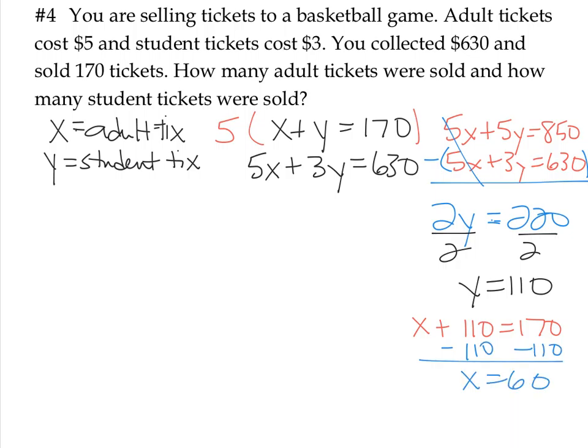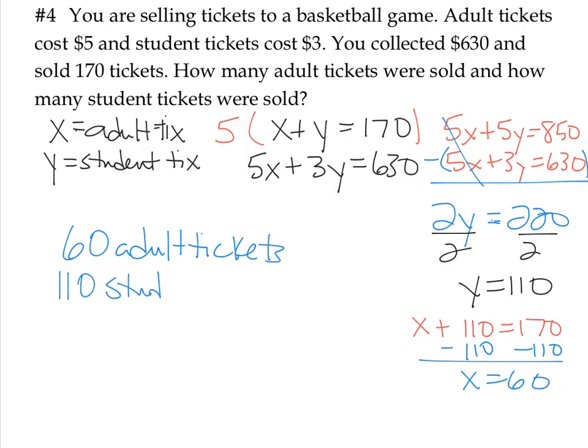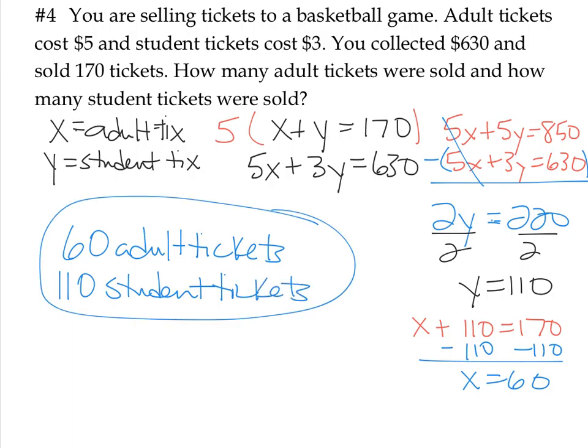So we want to use these to answer the question. Don't just say (60, 110). Okay? So adult tickets, that's the 60. So 60 adult tickets and 110 student tickets. Okay? So that means they sold 60 adult tickets, 110 student tickets, based on that information we were given at the problem. One equation based on the number of tickets, one based on the amount of money, and we can use those together to solve the system.